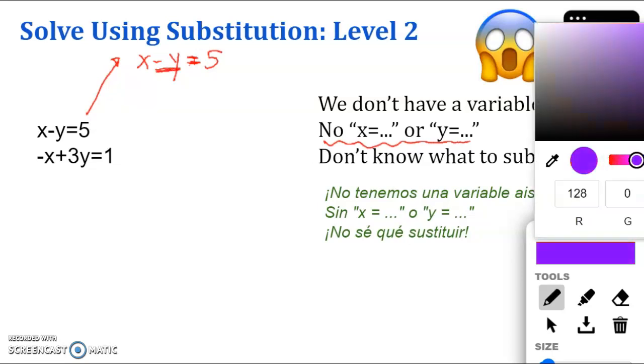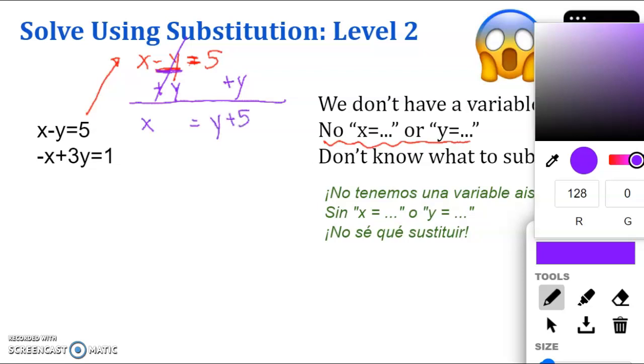How do I get rid of this negative y? I can add y to both sides of the equal sign. Because negative y plus y, it's just like adding or subtracting numbers, when you add or subtract a variable, it becomes 0. So you're left with x plus 0, I don't even have to write that, is equal to, on the right hand side, y plus 5, or 5 plus y.